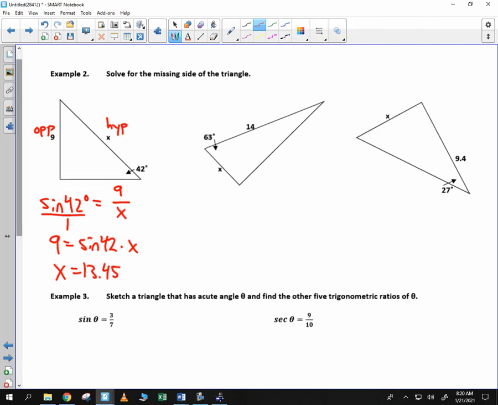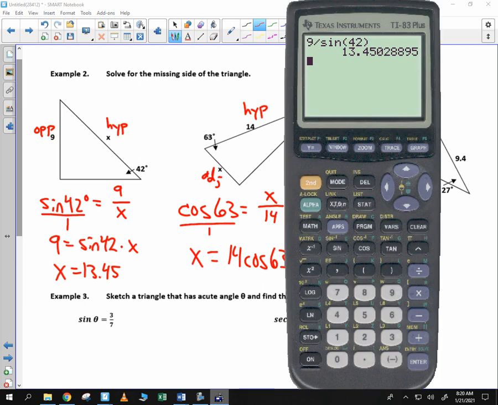For the next one, you can see this is the hypotenuse, and this is the adjacent side that I'm trying to find. So therefore, we can set up cosine of 63 is equal to the adjacent side x over the hypotenuse, which is 14. Cross multiply, we get x equal to 14 times the cosine of 63. Take out my calculator, 14 cosine of 63, and I get 6.36.